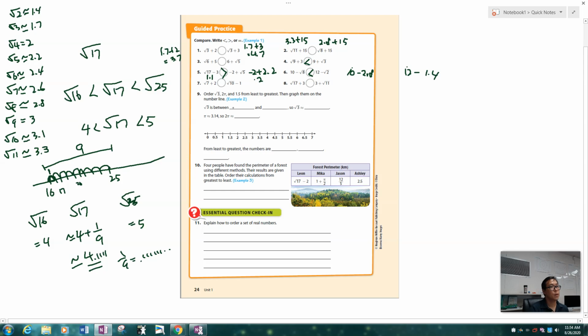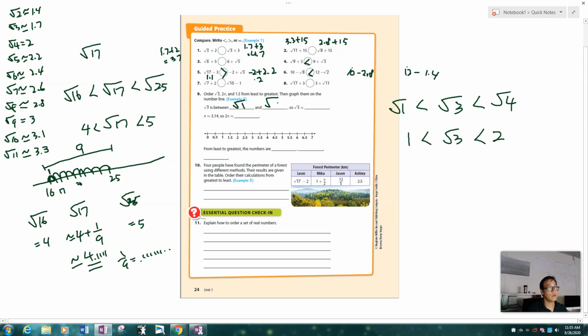Okay, square root of 3. Square root of 3 is in between square root of 1 and square root of 4. Why did I choose square root of 1? Because square root of 1 is 1, since 1 times 1 is a perfect square. And why choose square root of 4? Because square root of 4 is equal to 2. And we know this is 1.7. So square root of 3 is approximately equal to 1.7.